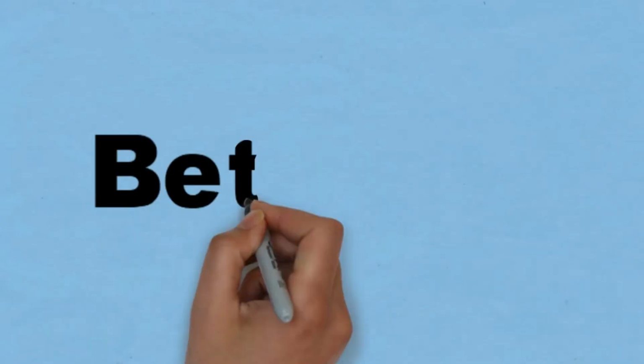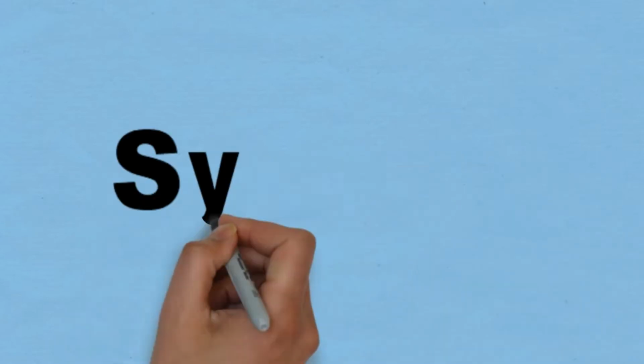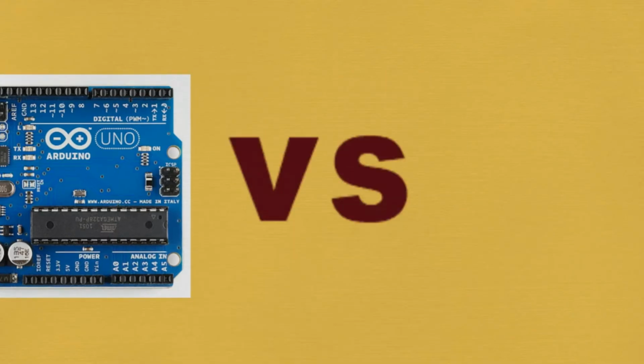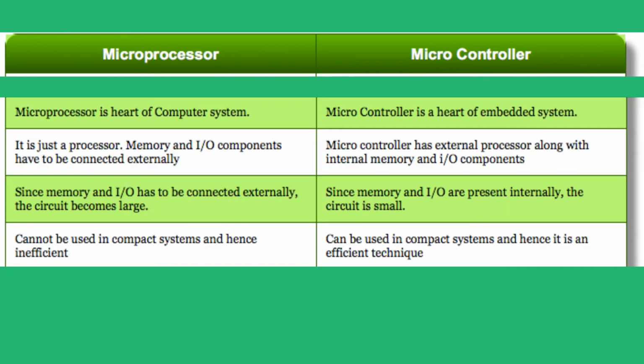Friends, now we will talk about the difference between microprocessor and microcontroller systems. So without any further ado, let's move on. Here we have shown you different microprocessor and microcontroller systems, right? Now we will start with the very first differentiating point between them.